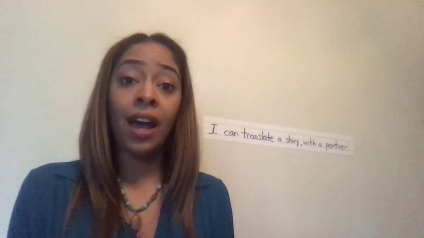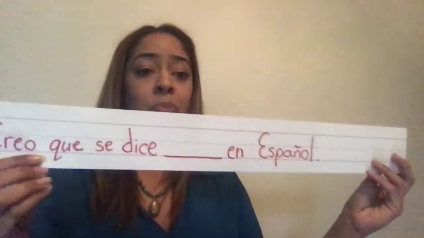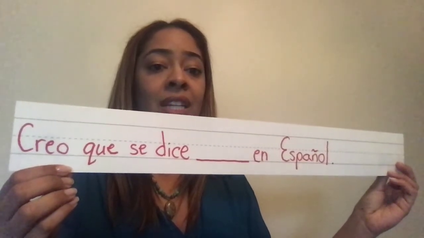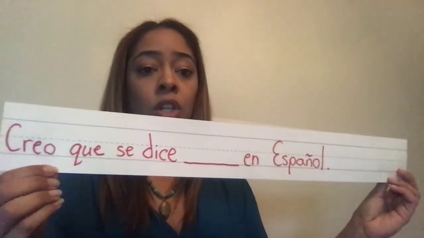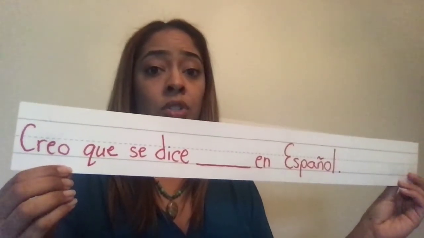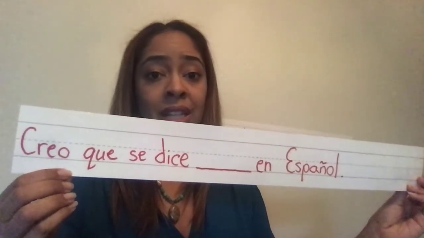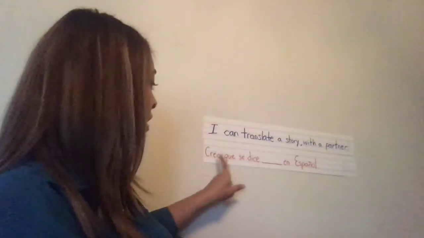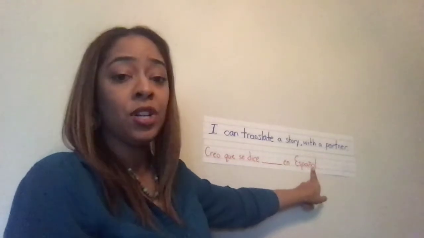So in order to do that, I'm going to give you some sentence stems to use with your partner. This one says, creo que se dice blank en español. So if you're working on translating with your partner, you may want to use this sentence stem to help convey what your idea of how the word should be translated is. Creo que se dice blank en español. Can you practice saying that with me? Creo que se dice en español.